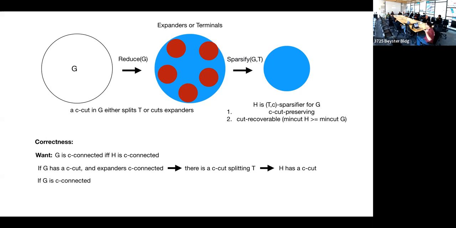What about if this is connected? Then, if the characterization says the expander has to be C connected, we cannot find any cut that splits T. This is the property guaranteed by the reduction framework. And because the graph H is cut recoverable, meaning that the min cut in S is at least the min cut in G, H has to be C connected. And this completes the whole framework.